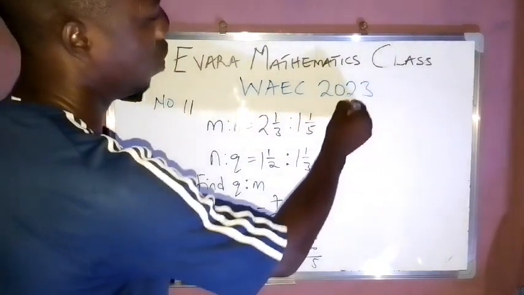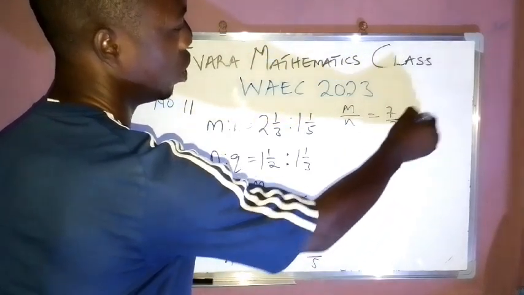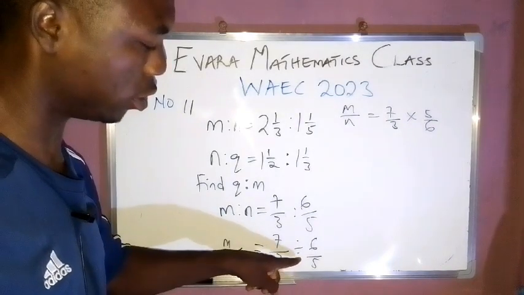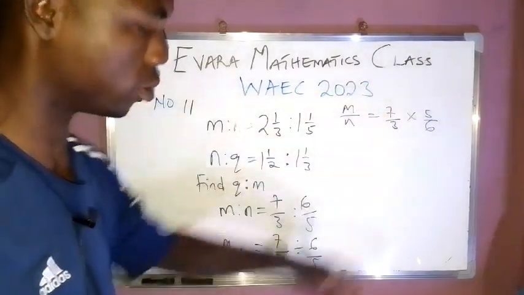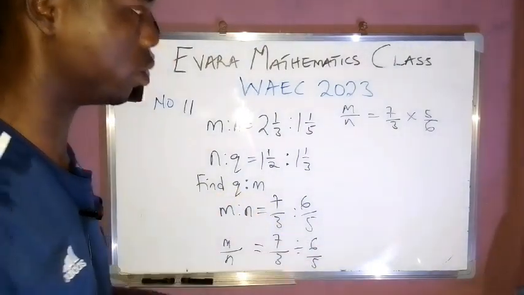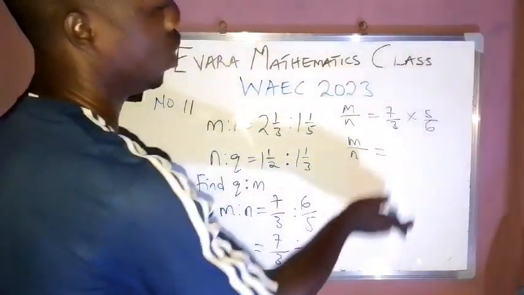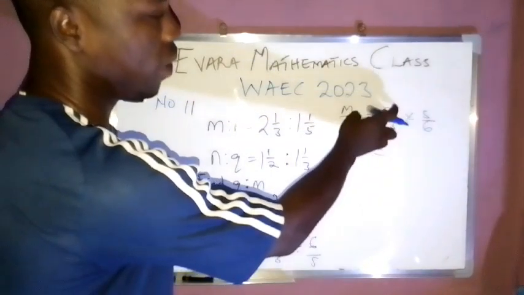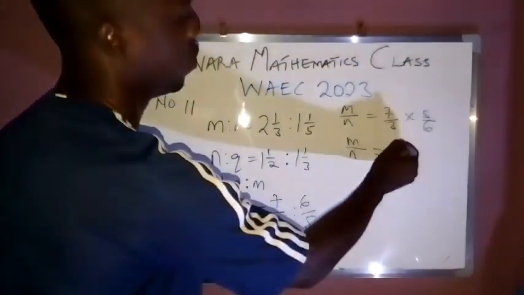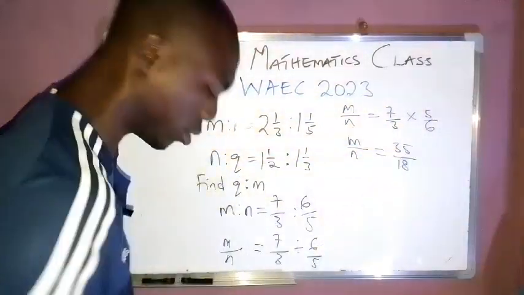So now we have M over N equals 7 over 3 times 5 over 6. Remember, when you change the division sign to multiplication, your numerator will become the denominator and the denominator will become the numerator. So M over N. Here we have nothing to divide because 3 can't divide 7. 5 and 6 don't have anything in common. 7 times 5, 35. 3 times 6, 18.